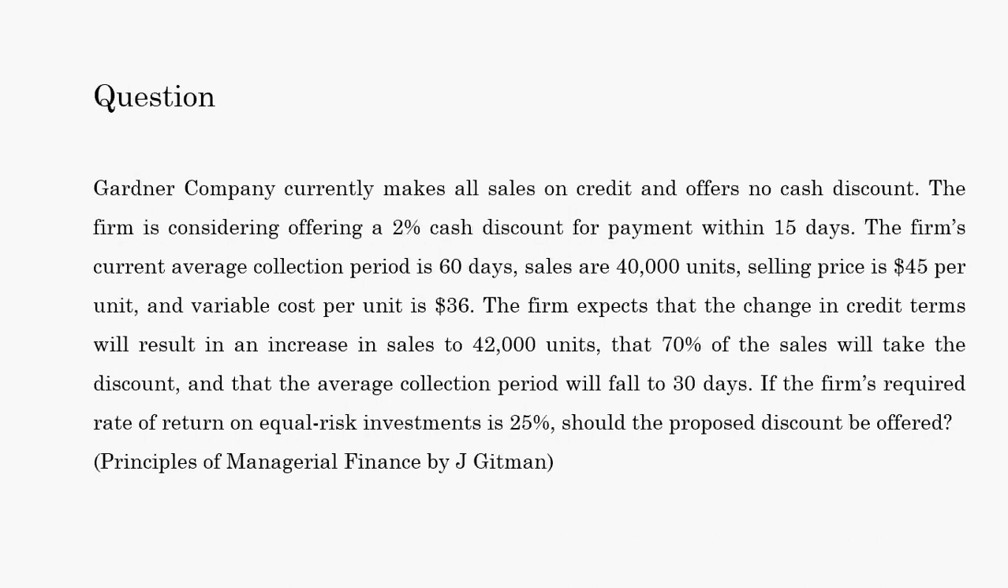Let's look at another problem. In this question we are going to consider that the company wants to offer a 2% cash discount if the payment is made within 15 days. The average collection period is 60 days now. The sales is 40,000 units, the selling price is $45, and the variable cost is $36.